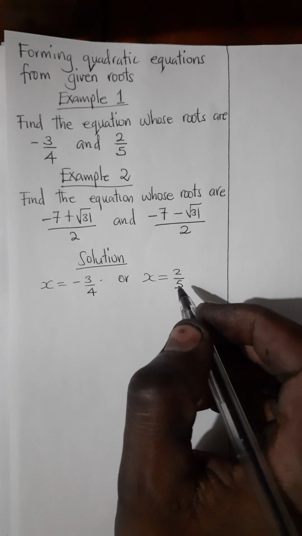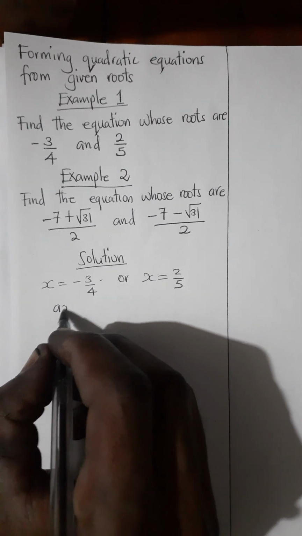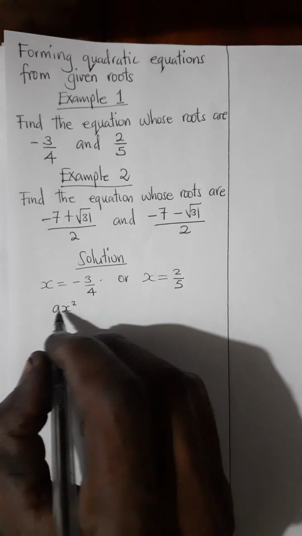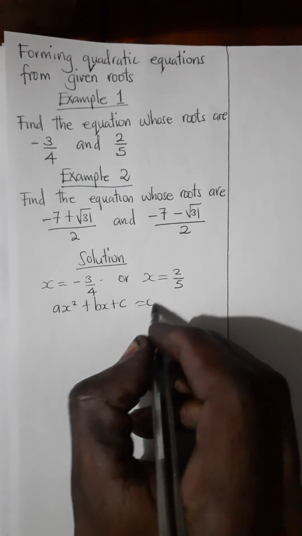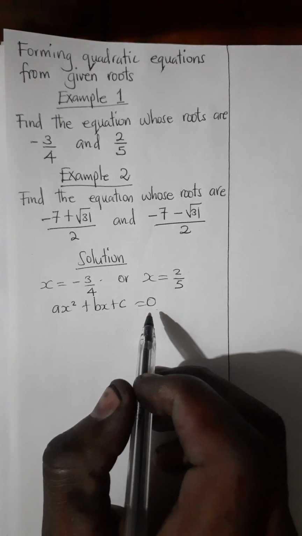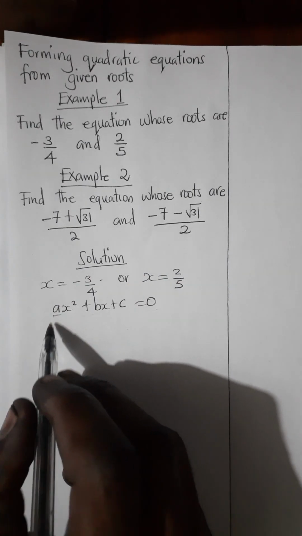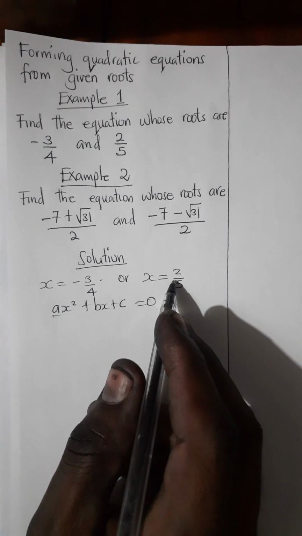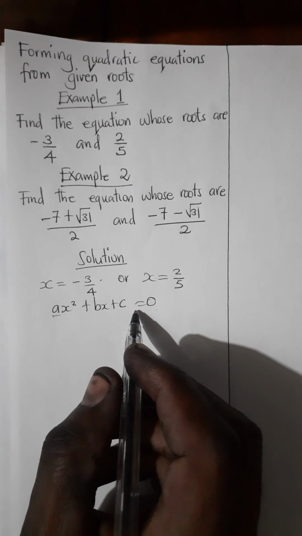Remember, the general form of quadratic equations is x squared plus bx plus c equals 0. So this is the general form. After solving, we should get an equation in this form. Now we have this coefficient of x squared, so using this we need to get an equation in this form, as I've already said.